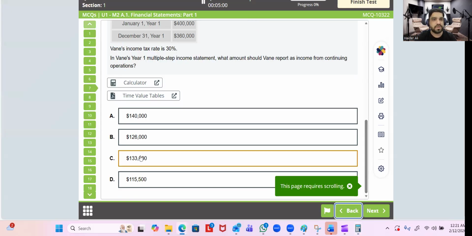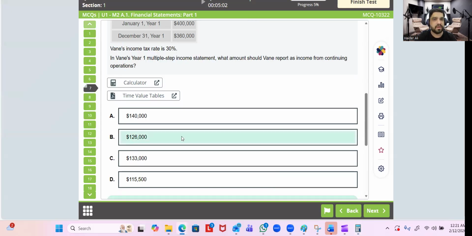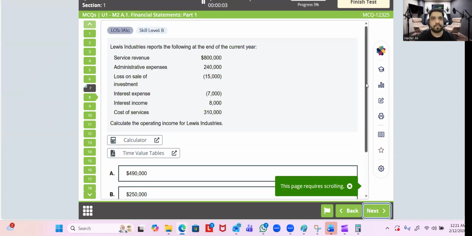So let's see, option number B is the correct answer. Let's go for the next question. Levis Industries reports the following at the end of the current year. Service revenue, 800,000. Administrative expenses, 240,000. Loss on sale of investment. Interest expense is given, interest income is also given. Cost of service is given.